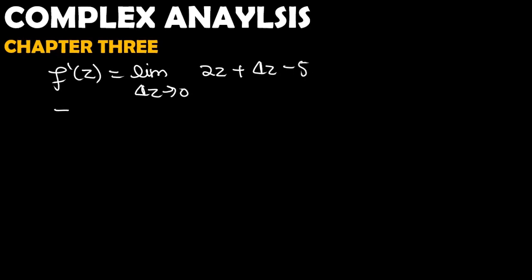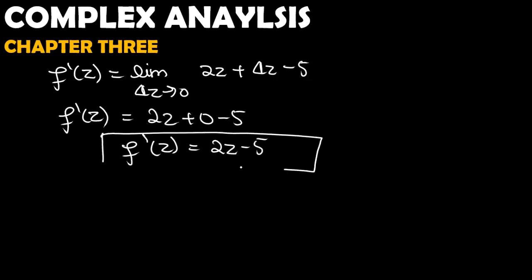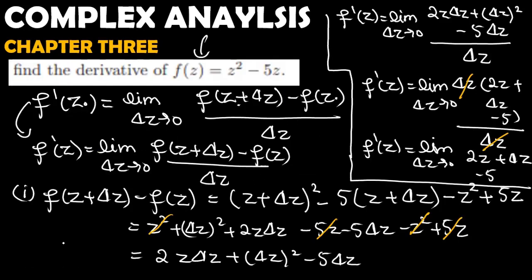So after applying the limits, as delta z approaches 0, we get f dash of x is equal to 2x minus 5. So this is our function f dash of x. We have used this formula.